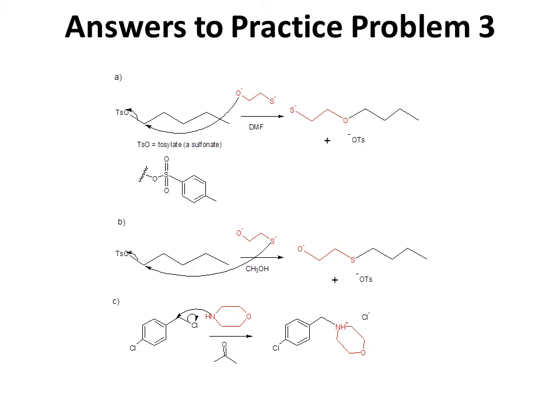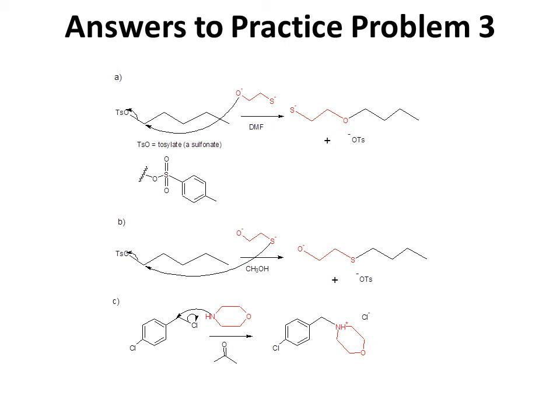In problem B, we have the same electrophile, and we've only changed the solvent. We now have a protic polar solvent, methanol. Our nucleophilic atom is going to, in this case, be sulfur, because the methanol is going to diminish the reactivity of the oxygen. So sulfur reacts faster, giving us our product.